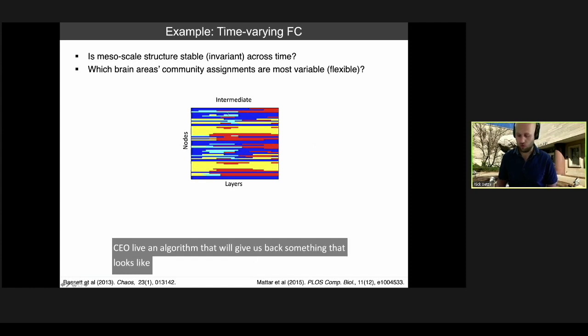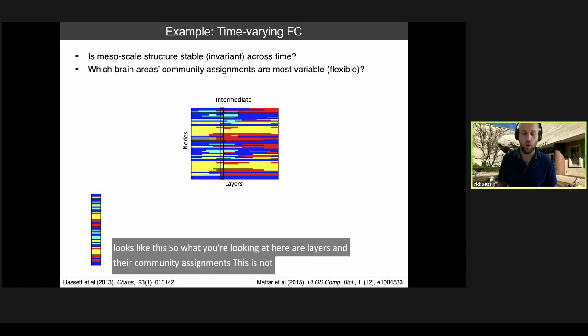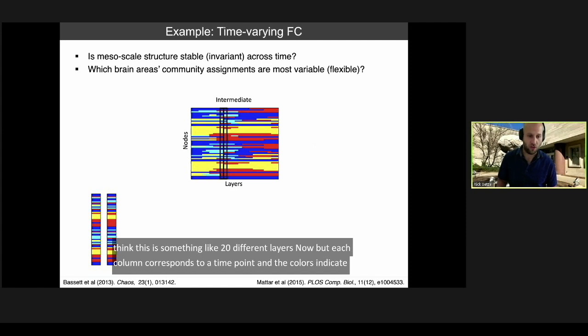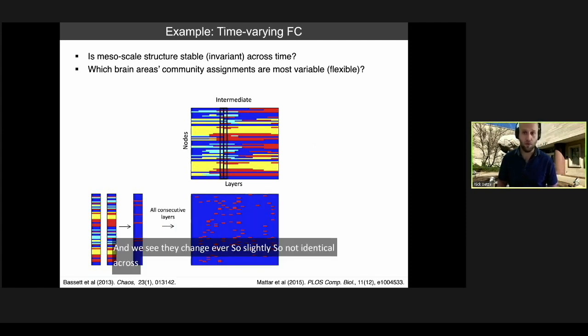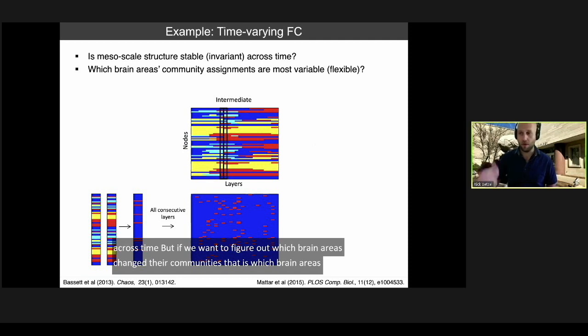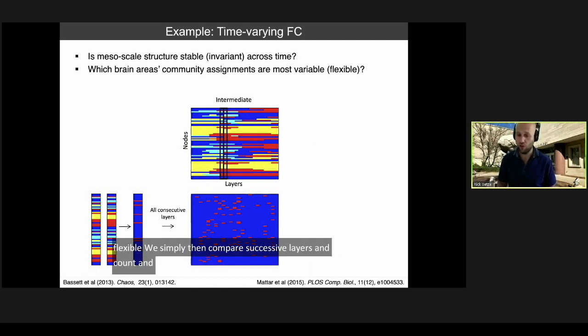So what you're looking at here are layers and their community assignments. This is not the 4 layers. I think this is something like 20 different layers now. But each column corresponds to a time point, and the colors indicate communities. And you see they change ever so slightly, so they're not identical across time. But if we want to figure out which brain areas change their communities, that is, which brain areas are flexible, we simply compare successive layers and count and identify which nodes are changing.